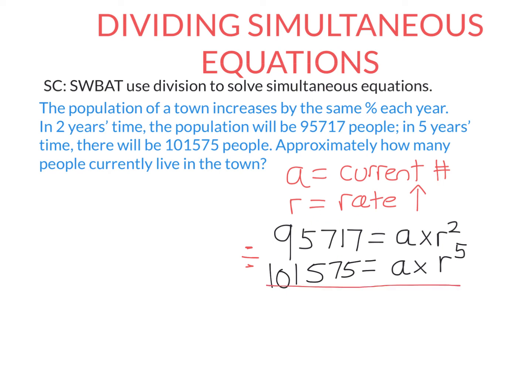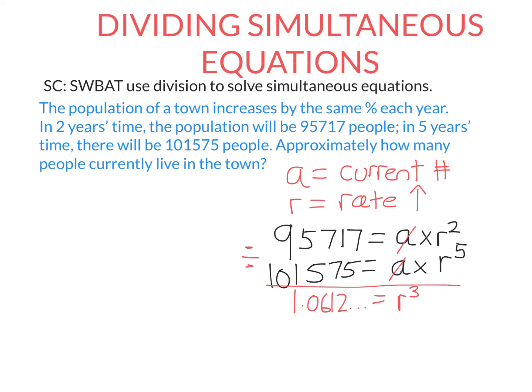So 101,575 divided by 95,717 gives us 1.0612, goes on and on. So A divided by A is just 1. They cancel out. That's why I did it, to eliminate the A's. R to the power of 5 divided by R squared gives me R cubed.